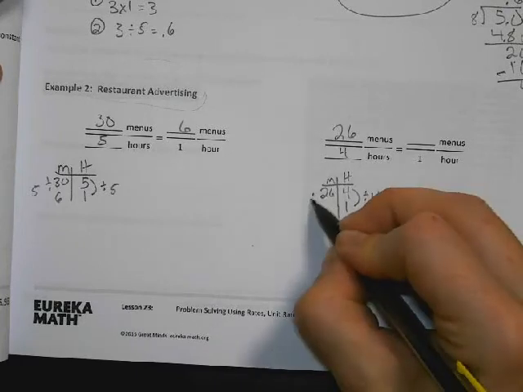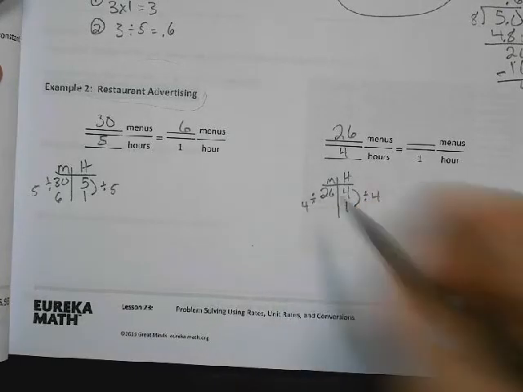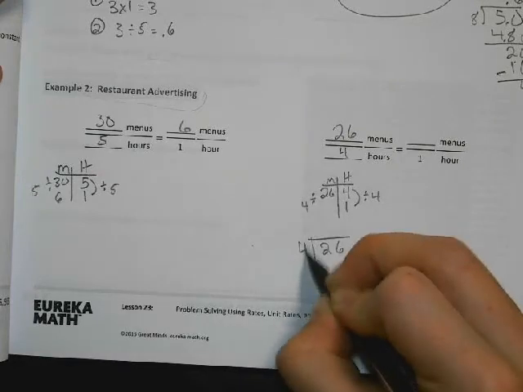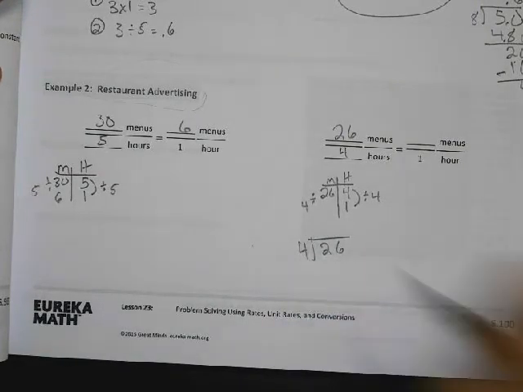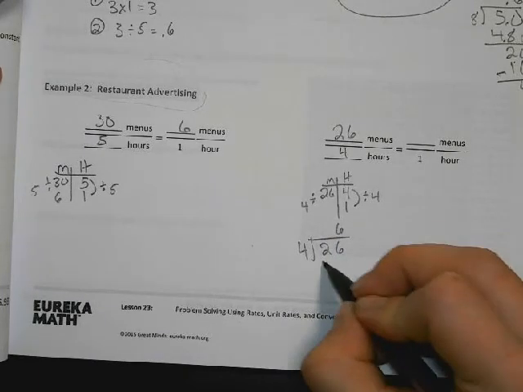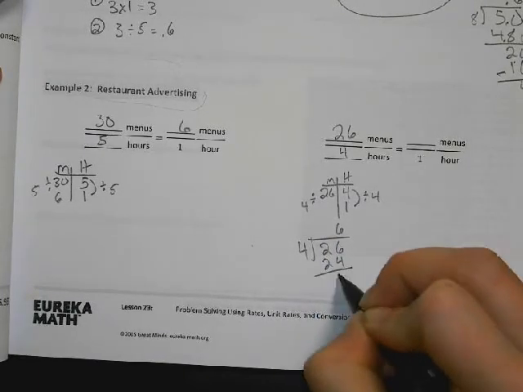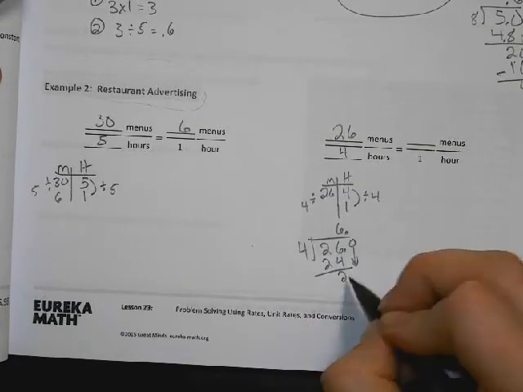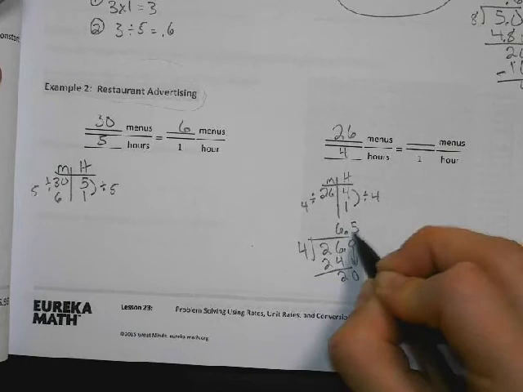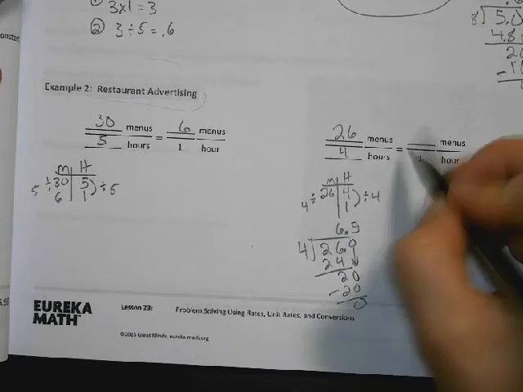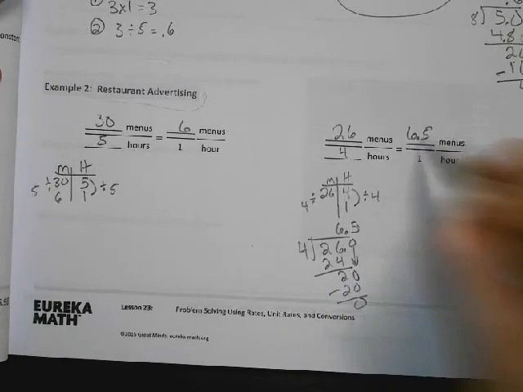So this is 26 divided by 4. I'm going to get a decimal. So 26 divided by 4. 4 can go into 26 6 times. Subtract 24, I get a 2. I need to bring down my 0, put my decimal up there. That's a 20. That would be 5 because 4 times 5 gives me my 20. And that means they can get 6.5 out in an hour.